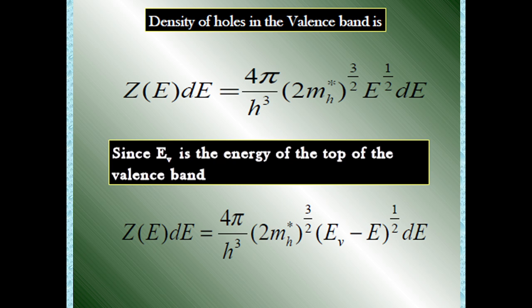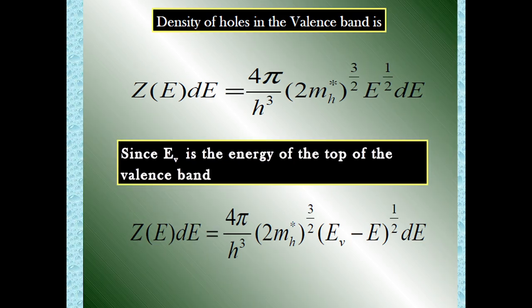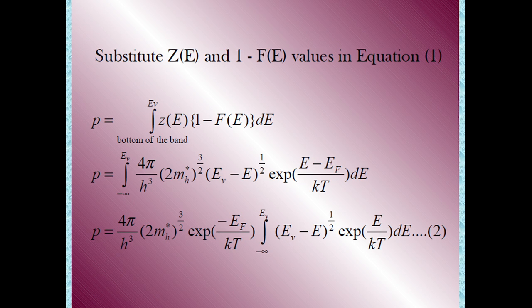The density of states in the valence band is Z(E) dE equal to 4π/h³ (2m_h)^(3/2) E^(1/2) dE. Since EV is the energy at the top of the valence band, Z(E) dE is equal to 4π/h³ (2m_h)^(3/2) (EV − E)^(1/2) dE.